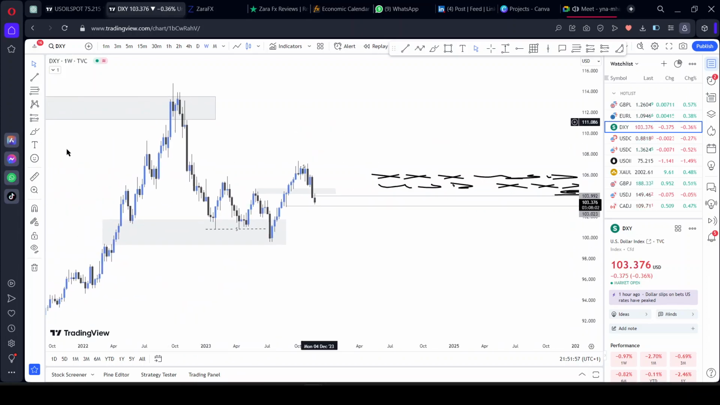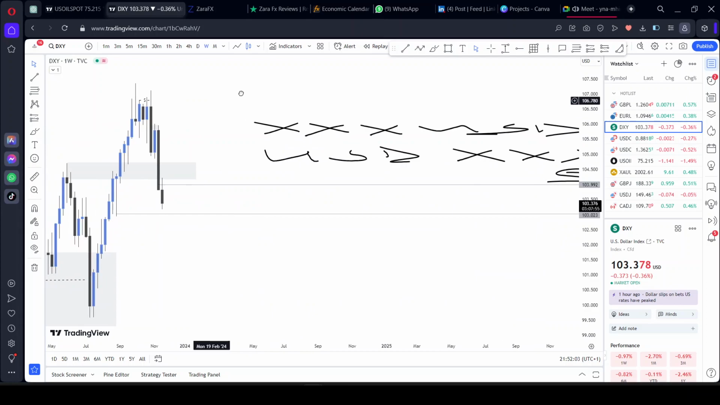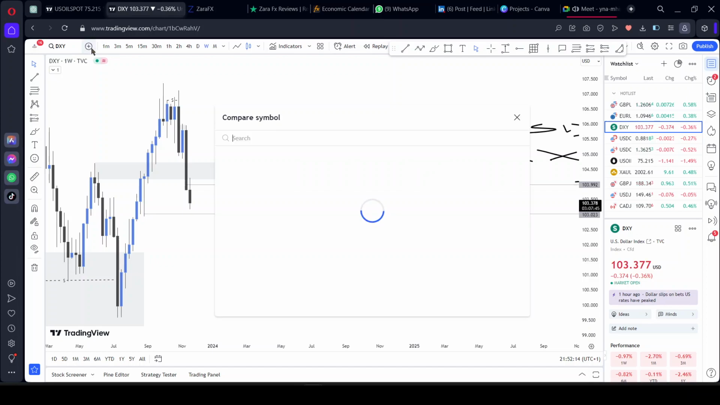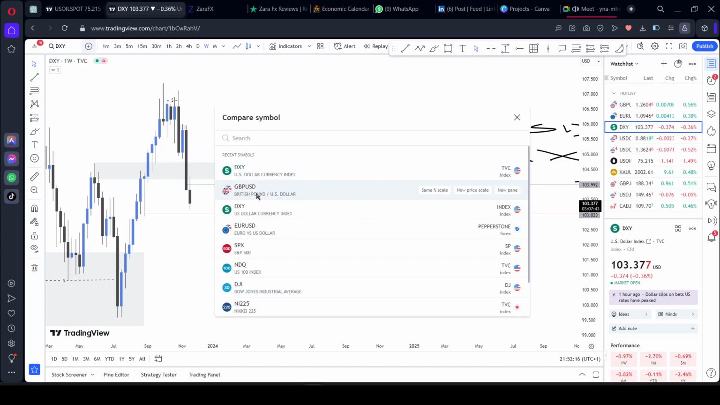So for example, this is DXY alone. Remember DXY is the dollar standing alone, it is not paired with anything. We can see that this is the weekly time frame. In the past few weeks, the dollar has been bearish, right? What does it mean? The dollar is weak. So if we look at GBP USD, what are we going to see? Let us compare. I want to compare it for you to see.